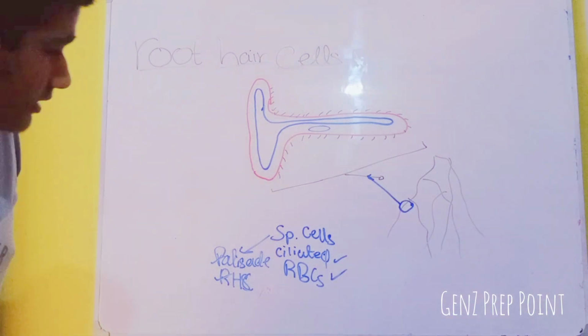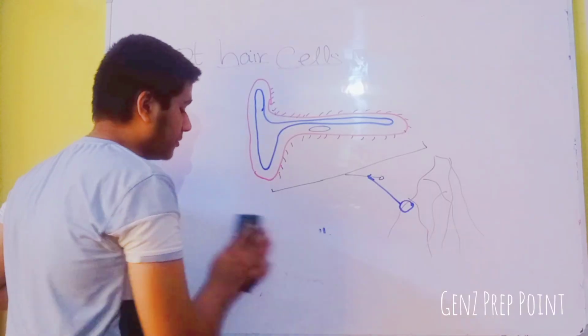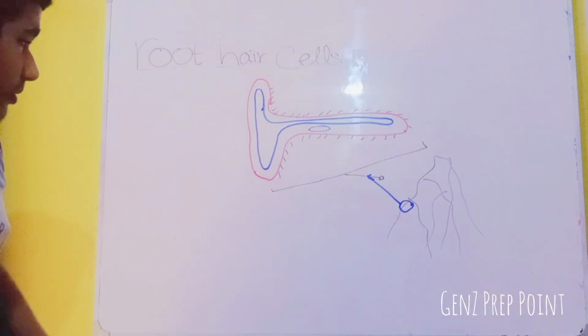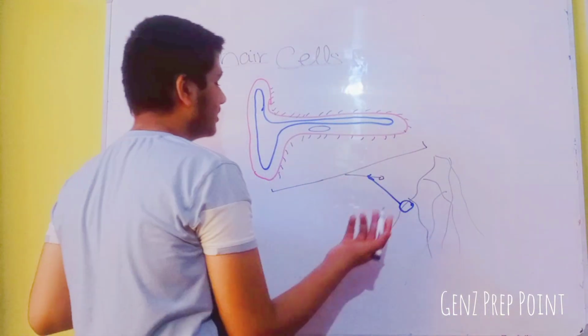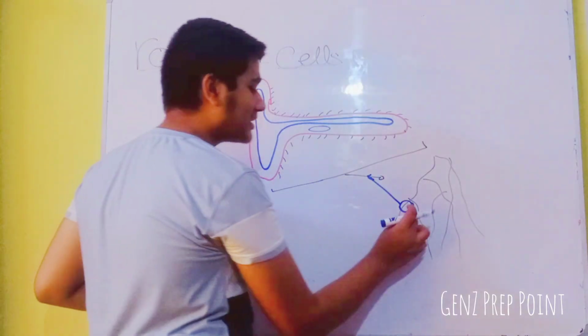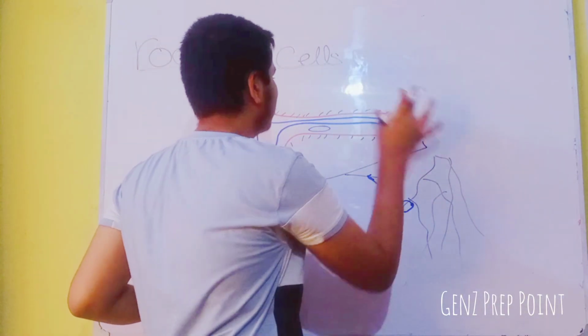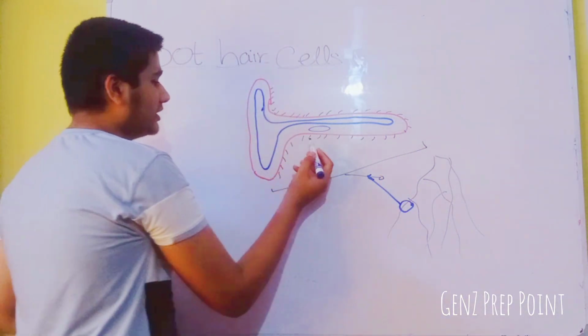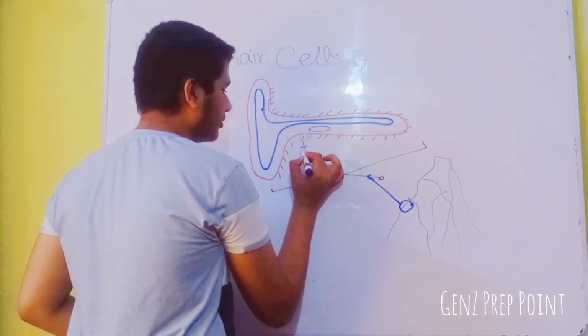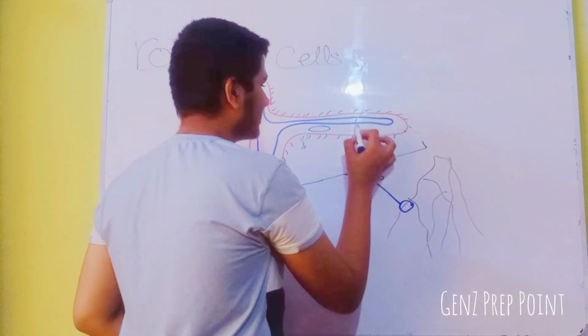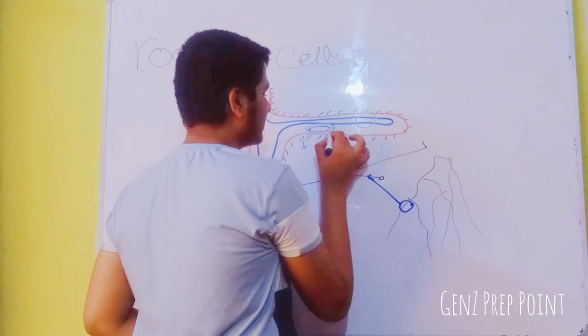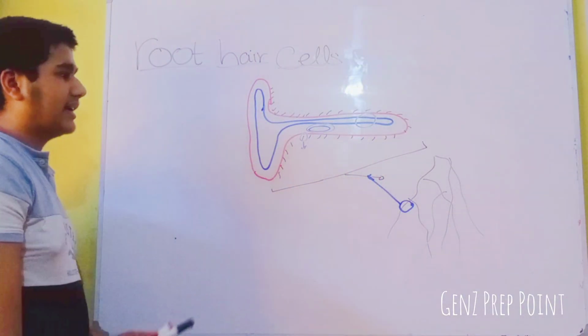So let's keep your focus on the board. Now we are ready. This is a root hair cell, a small segment of a root, and this is the whole diagram of it. These are root hairs, this is the sap vacuole, and this is the nucleus. Every plant cell has a nucleus.